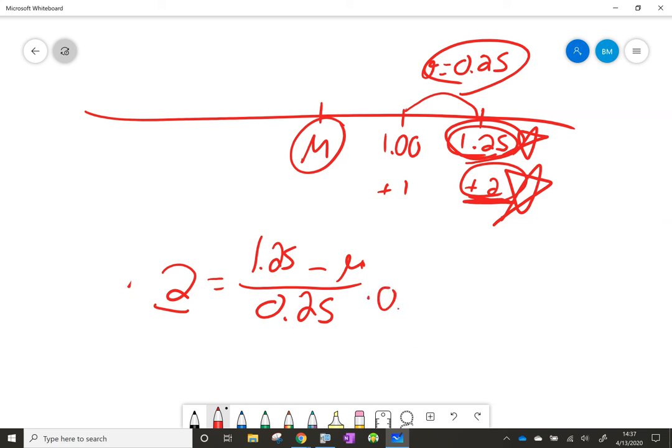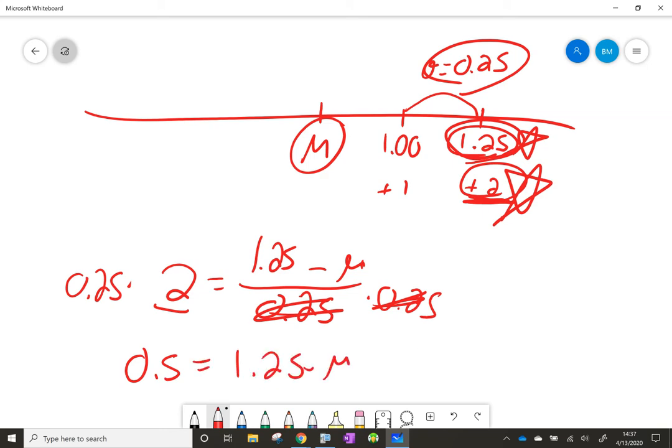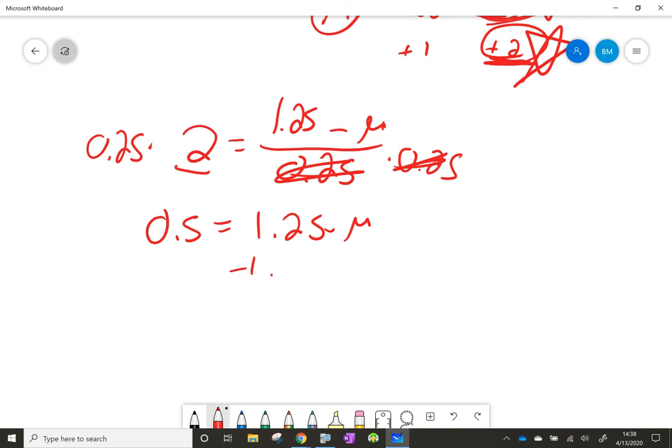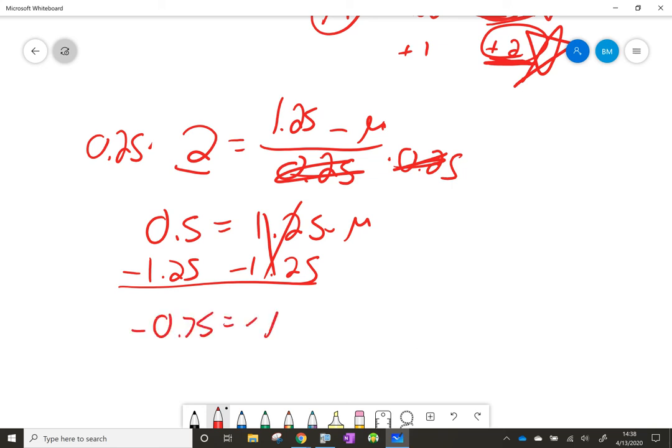So they multiply both sides by 0.25 to cancel this one out. That's going to be 0.5 equal to 1.25 minus the mean. Now I'll just subtract 1.25 from both sides. That leaves us with negative 0.75 equal to negative mean, but then, of course, dividing by negative 1 turns everything into positive. So the mean ends up being 0.75.